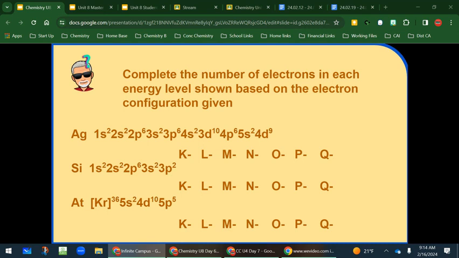The K, the L, the M, the N, the O, the P, the Q represent the first, the second, the third, and so on and so forth energy level. How many electrons are in each one? Now again, for the first two, look for everything that has a 1 in front of it, add up all the electrons. Then for the L, look for everything that has a 2 in front of it, add up all the electrons.